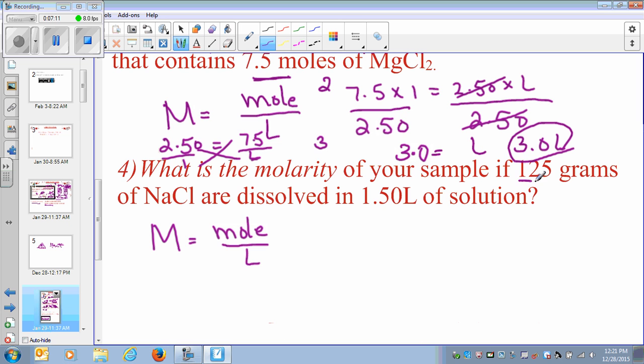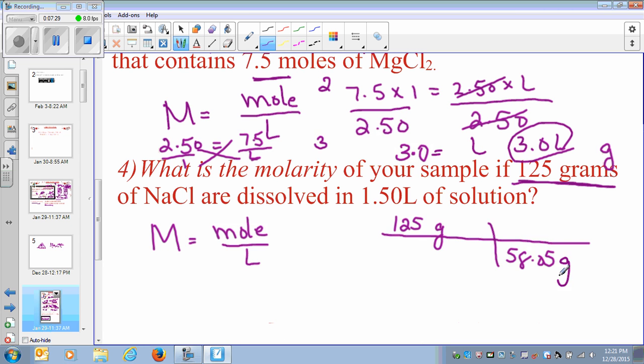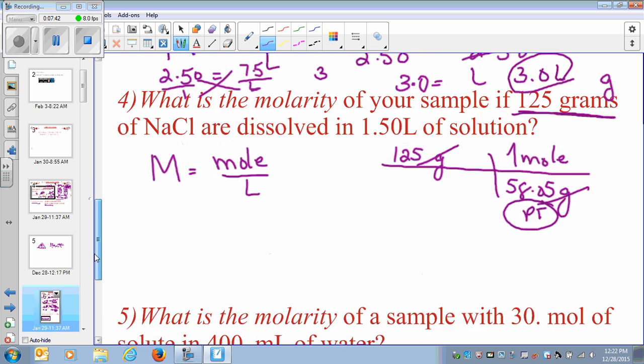Now what do I have here? I have 125 grams of NaCl. I told you we cannot use grams in the formula. We have to convert it into moles. So first of all I take 125 grams divided by the molar mass of NaCl, which is 58.05 grams equals 1 mole. This information is coming from the periodic table. I'm adding the mass of sodium and chlorine. Once I calculate the moles, I plug it in here and I divide by the liters.